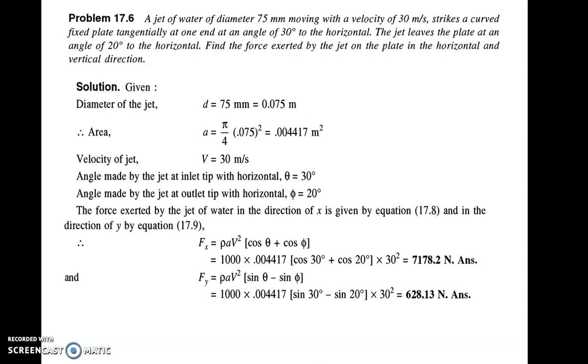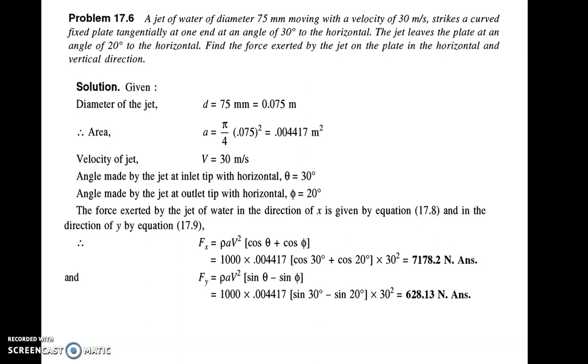Okay, similarly let us take a tangential plate, or you can say a curved plate having the jet striking tangentially. A jet of water of diameter 75 mm moving with a velocity 30 meter per second strikes a curved fixed plate tangentially at one end with an angle of 30 degree to the horizontal. The jet leaves the plate at an angle of 20 degree to the horizontal. Okay, so initial angle is 30 degree and final angle is 20 degree. So theta is not equal to phi. So theta is 30 degree and phi is 20 degree.